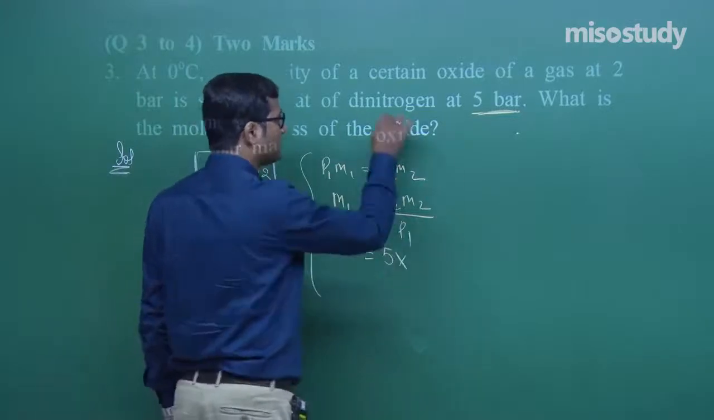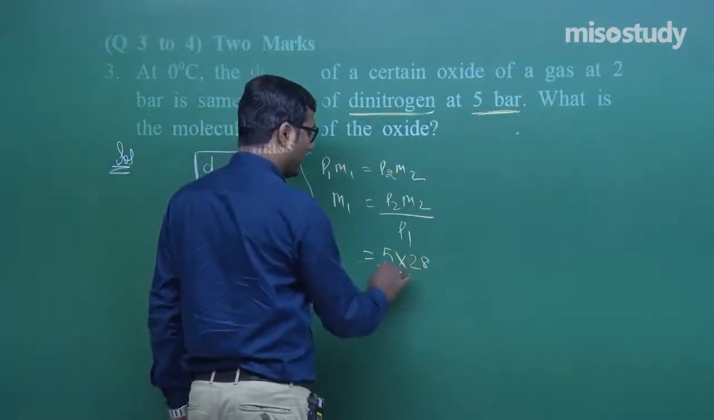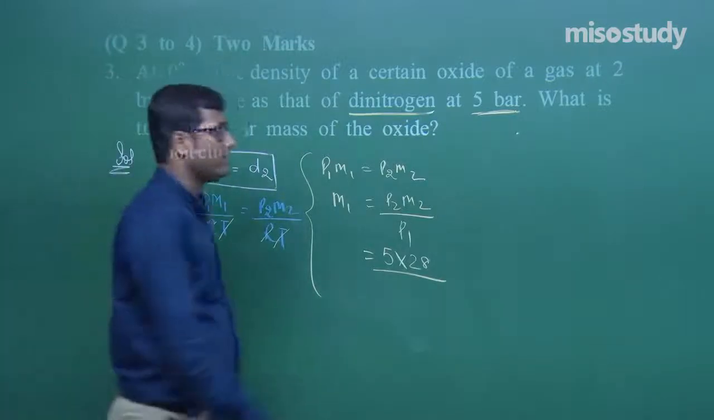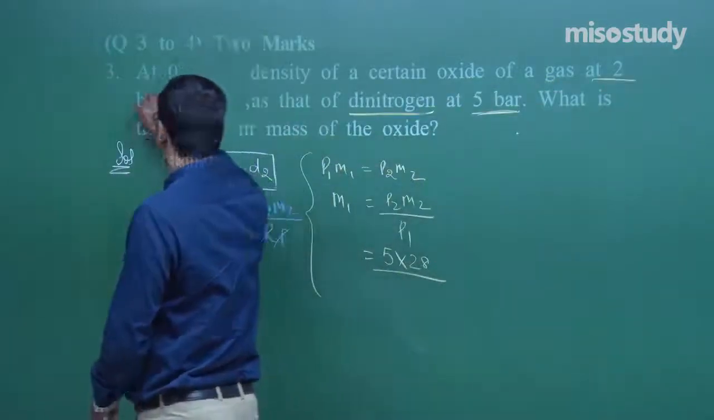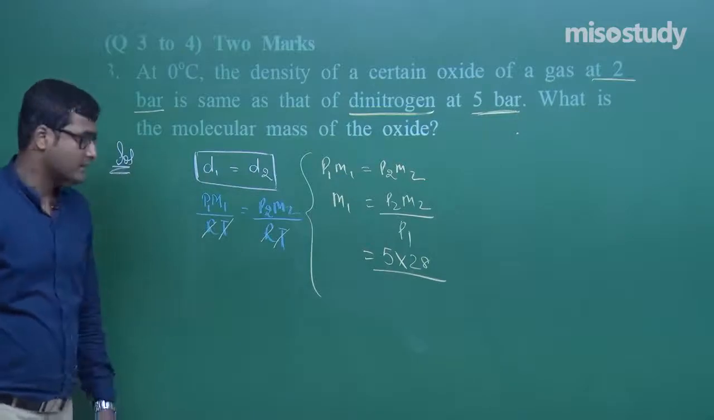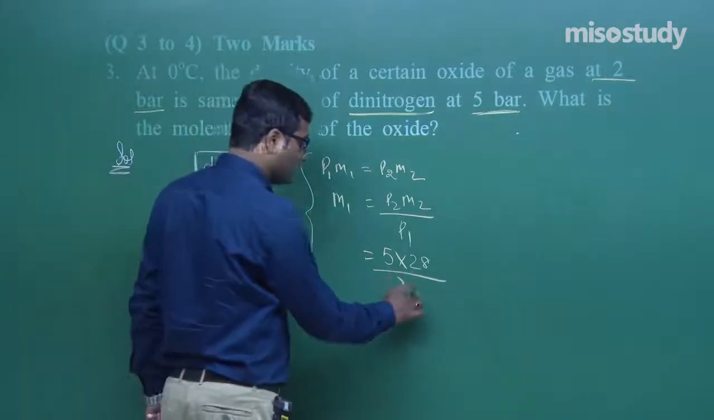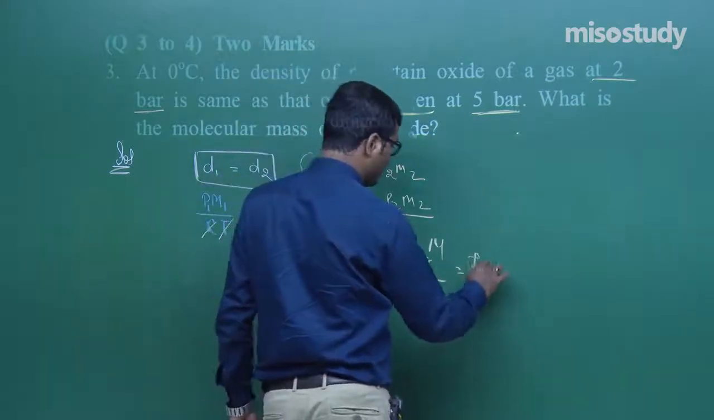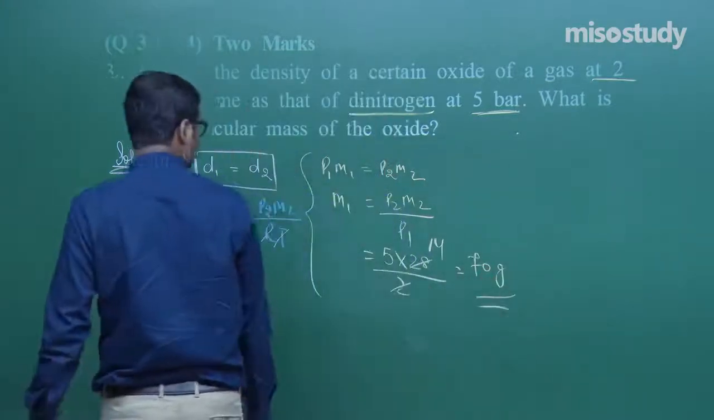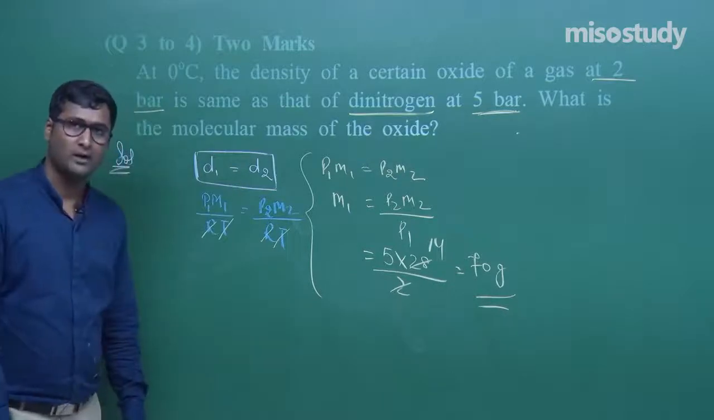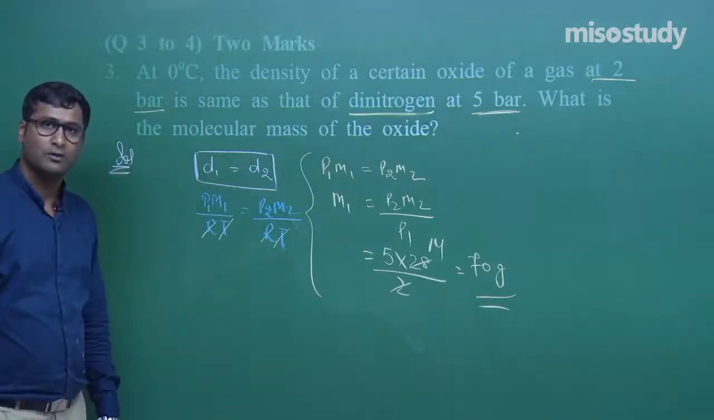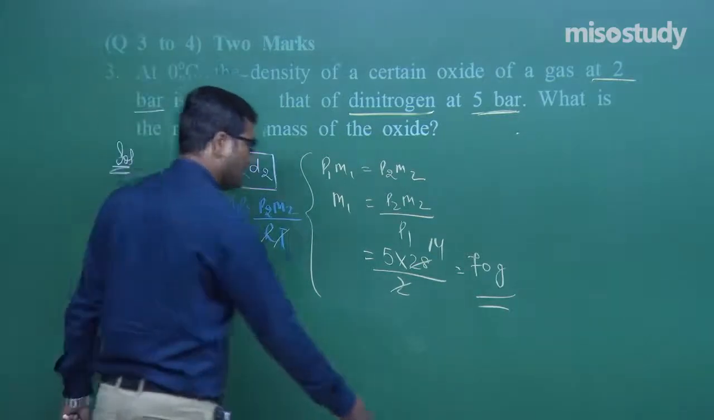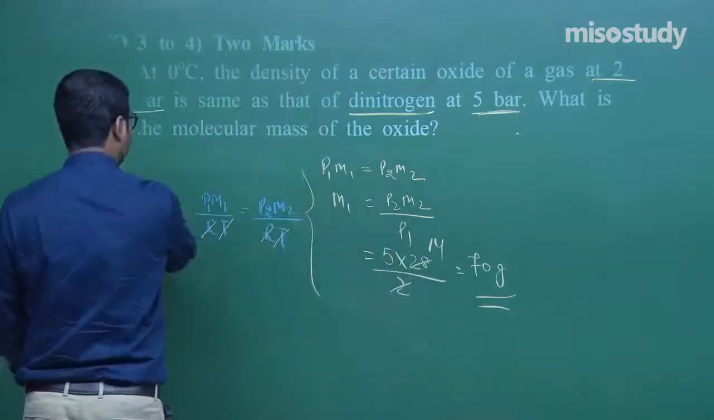What is M2? This is dinitrogen. Mass of dinitrogen is 28. What is P1? It is given here, my friend, that is 2 bar. So put here 2. Now what will happen? That is 14 and the answer will be 70 gram. This is a simple question and you can easily solve such kind of questions, my friend. Now I am going to rub and we will discuss the next one.